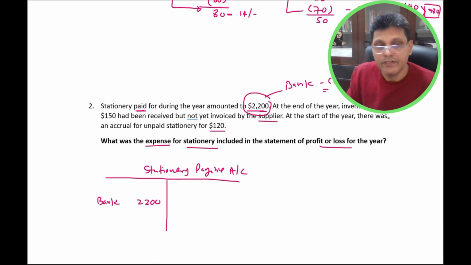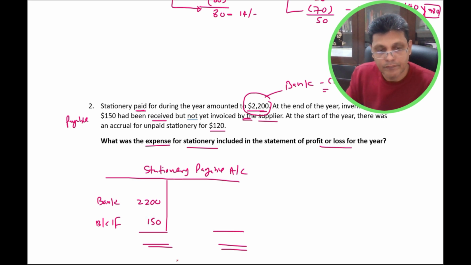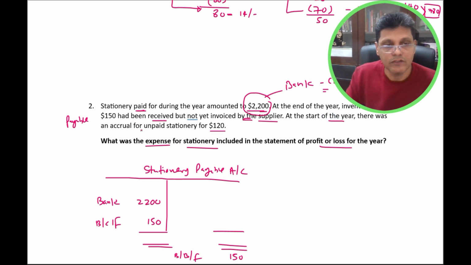At the end of the year, inventory costing 150 had been received but not yet invoiced by the supplier. So that means this is payable to the supplier. Since it is not yet paid, you need to carry forward this balance as a payable balance. Balance carried forward 150, which will be the balance brought forward to the next financial period. At the start of the year, there was an accrual for unpaid stationery of 120, so there was an opening balance brought forward of 120 payable.